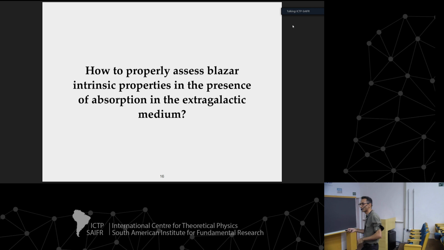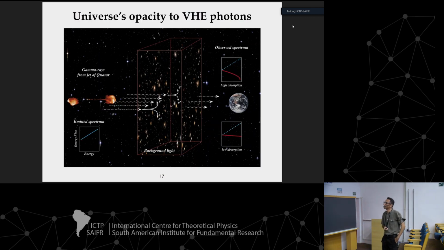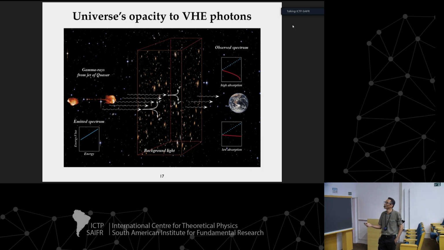So I'm going to talk a little bit about this now. And here is the process. So you have a powerful AGN very far away from the observer emitting gamma radiation. These gamma rays propagate through the extragalactic medium. And they start to encounter low energy radiation, what I mean with low energy, optical, UV, infrared photons in the extragalactic medium. So you have photon-photon scattering in the extragalactic medium, and you produce e+ e- pairs. Essentially, you're absorbing the high energy radiation and producing e+ e- pairs.